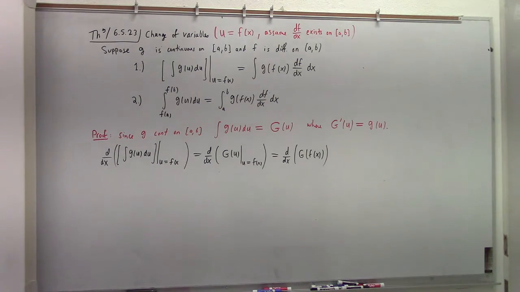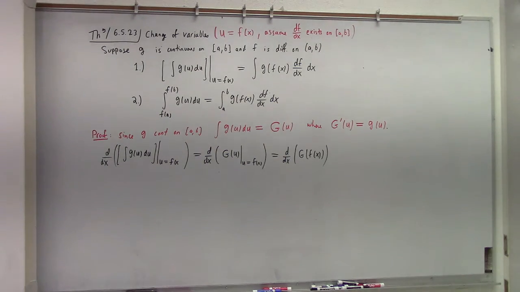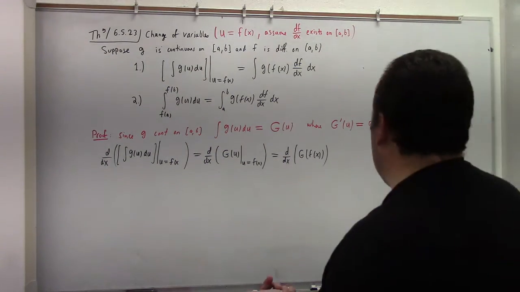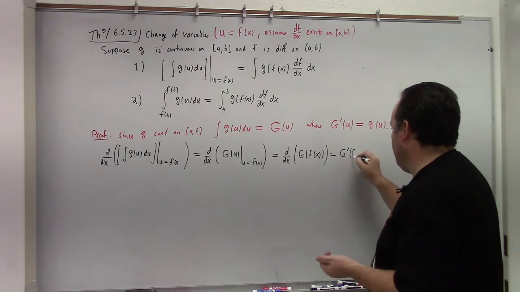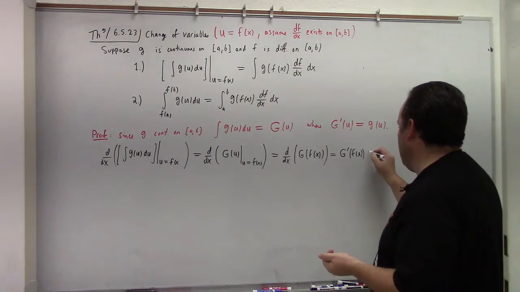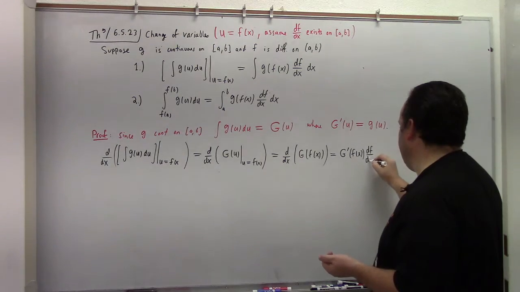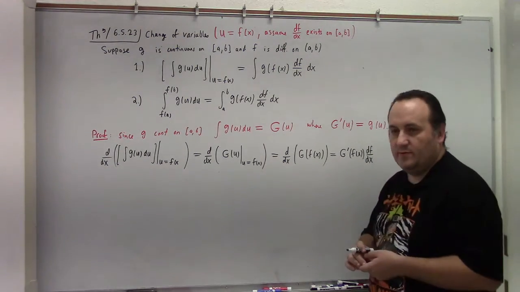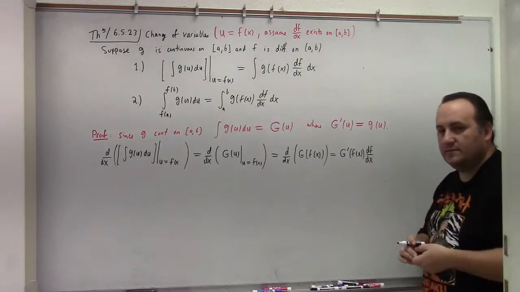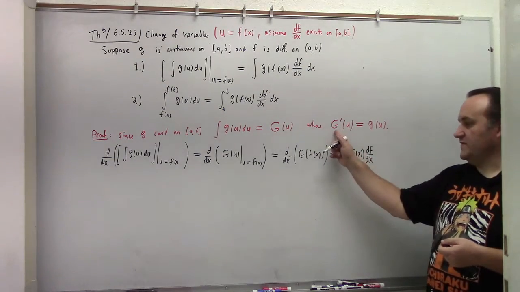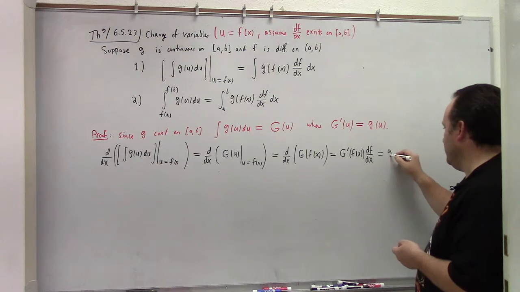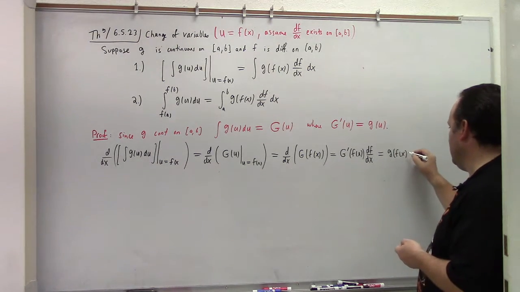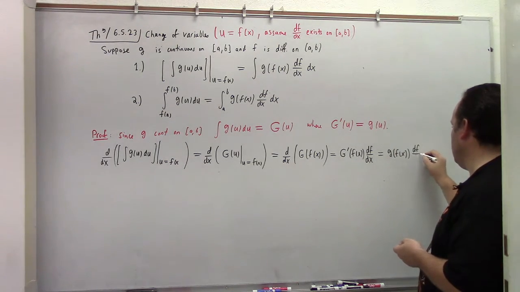But what's that? Well, by the chain rule, this is G prime of f of x times df/dx, right? But what's G prime equal to? Remember, big G prime is little g. So this is literally little g of f of x times df/dx.